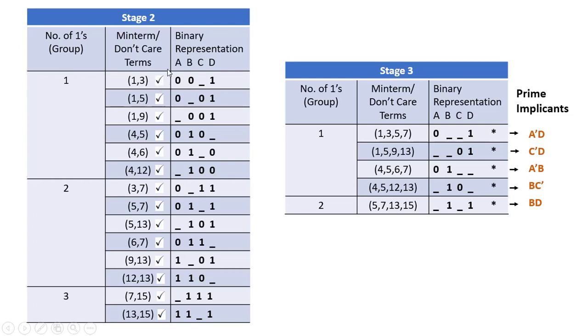And whichever pairs will be used in this larger pairing, those pairs will be ticked here in stage 2. So 1 3 5 7, 1 3 5 7 here. So 1 3 5 in 1 3 5 7, 0 is 0 here, 0 is here, 0 is there, and dash is there. So this is also a 1 bit difference.